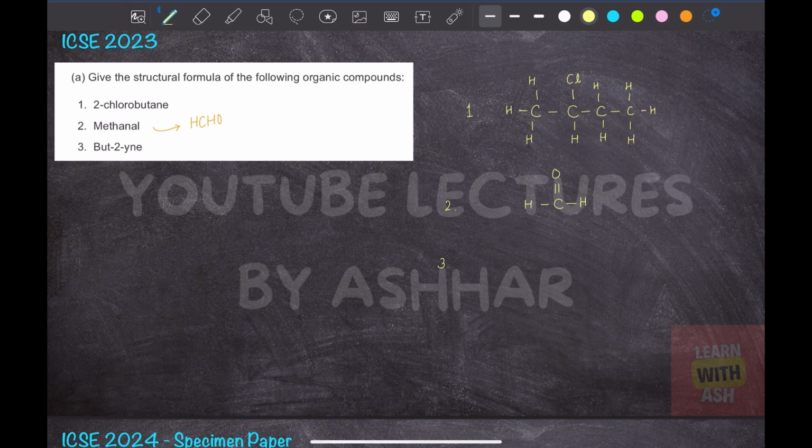Then for the third one, it is given to us but-2-yne. It simply means, like the previous question, that between the second and the third carbon, now there will be a triple bond present over there. So a single bond followed by a triple bond and this. Now these 2 valencies are already saturated because as we can see there are total 4 bonds. So this is how the structural diagram or the formula for butane 2-yne looks.